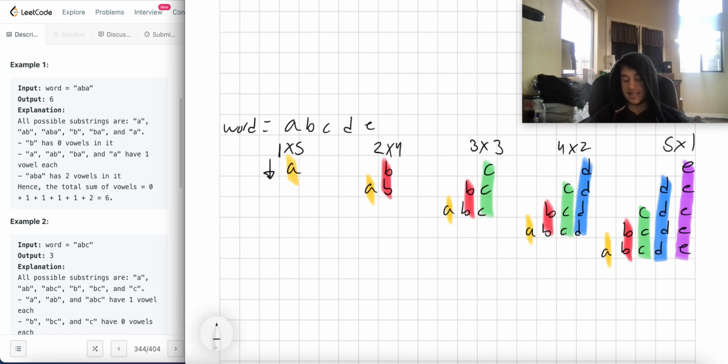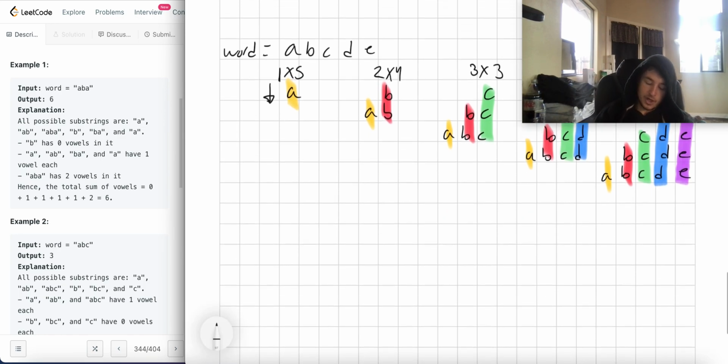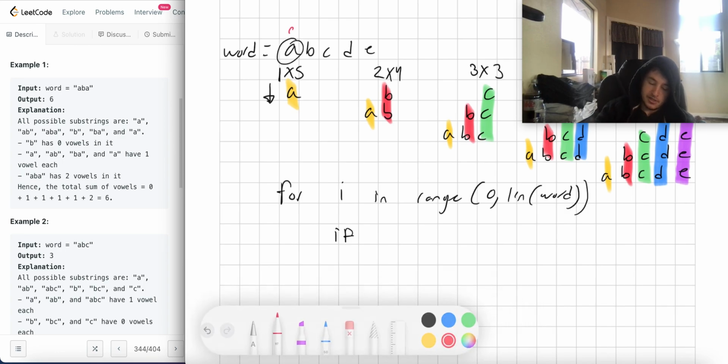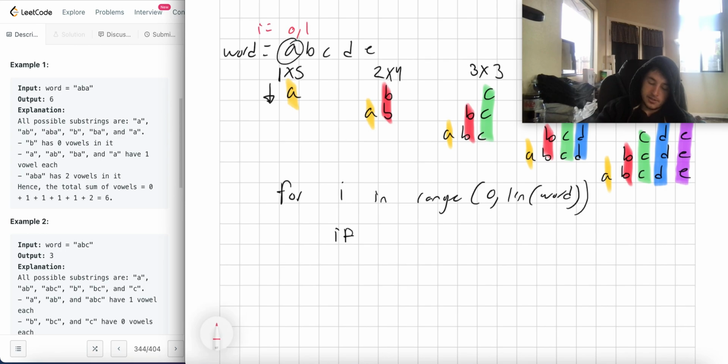So it seems like the algorithm for this problem is, if we go for i in range, we can start at 0 and go to the length of the word. If we're looking at a letter, each of these letters will have a position. So this is i equals 0, 1, 2, 3, 4.